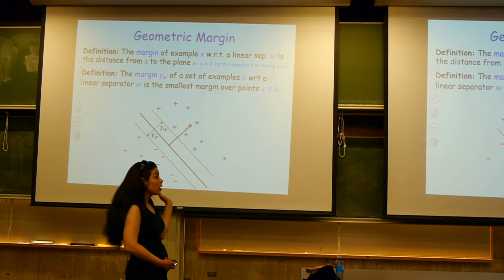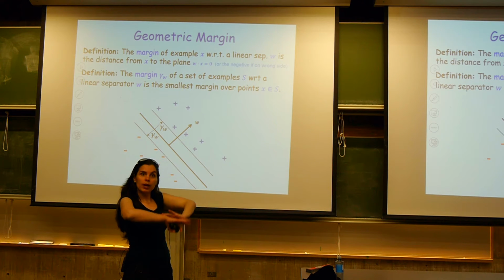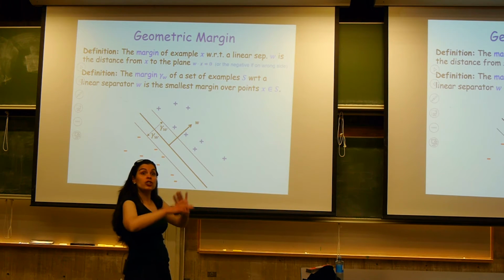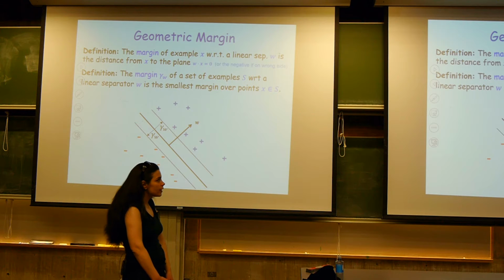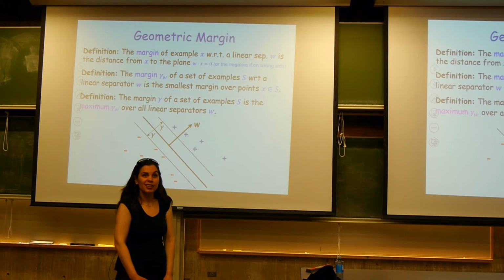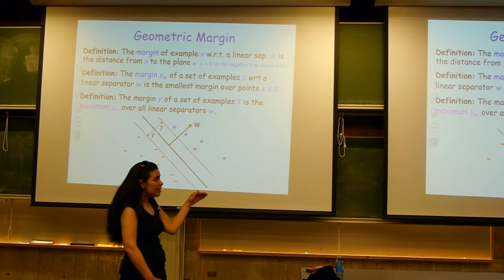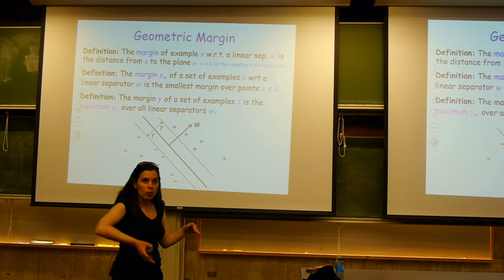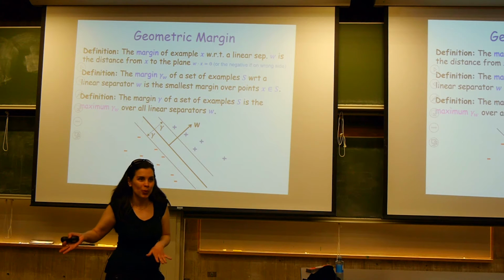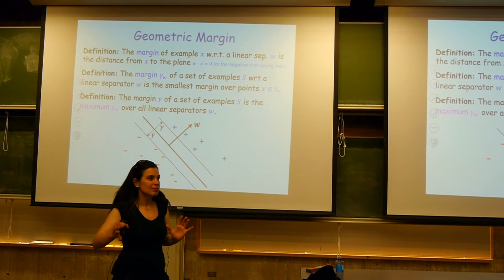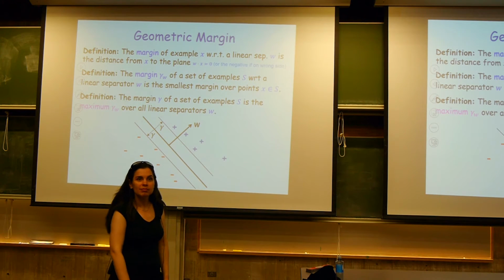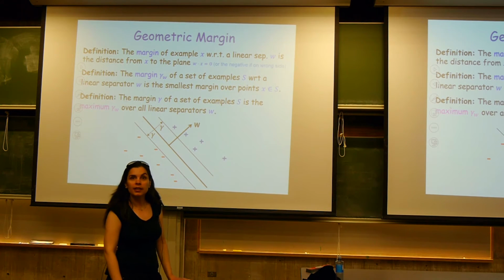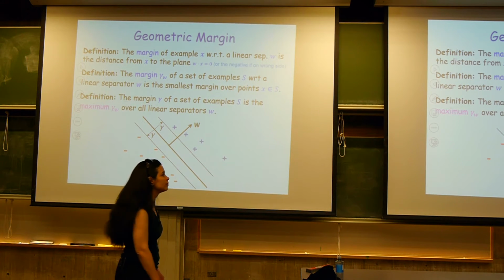Now we can also talk about the margin of the set S itself. The margin of the set S is the maximum margin that the set S has over all possible linear separators. So it's the maximum over all possible linear separators, of the minimum over all possible points in my set S. The most natural thing you could imagine. Is this clear? Good.